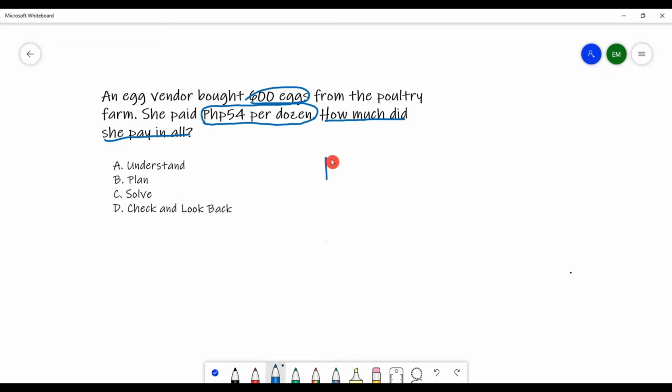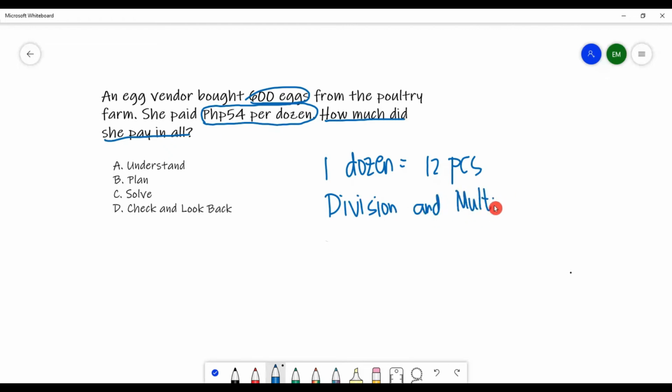Second, plan. 1 dozen is equivalent to 12 pieces. Therefore, we are going to divide 600 by 12 and multiply it by 54. Therefore, the operations that we are going to use are division and multiplication. The number sentence will be 600 divided by 12 times 54 is equal to n. Now, let's solve for it.